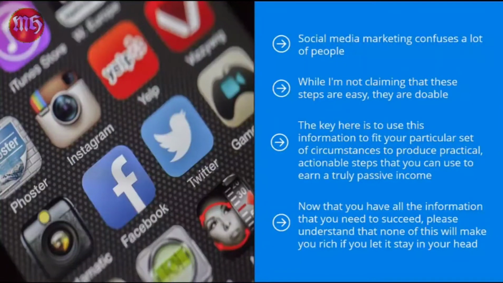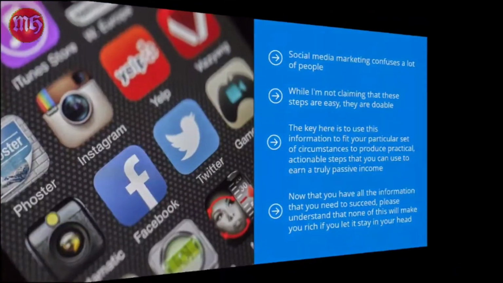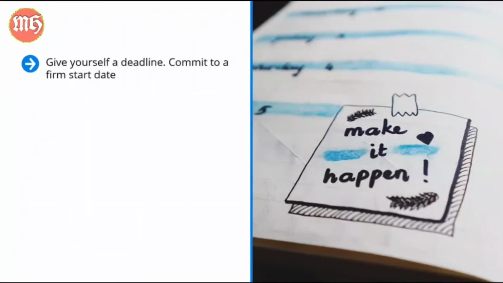Not in a million years. You have to take action on them. You have to get that sense of urgency that you need to make this information a reality. The longer it stays in your head, the less likely your finances will change. Give yourself a deadline. Commit to a firm start date. Once that date comes, start.